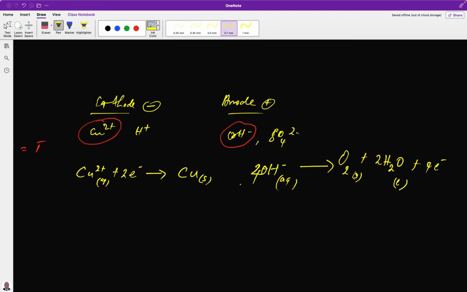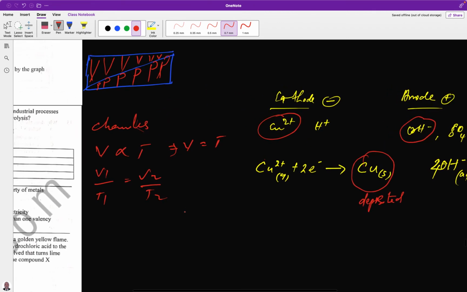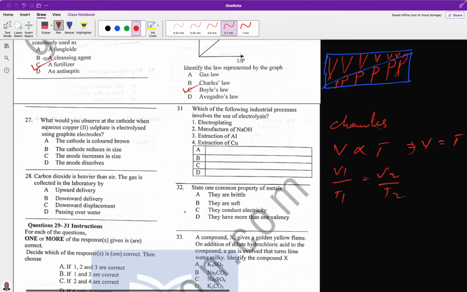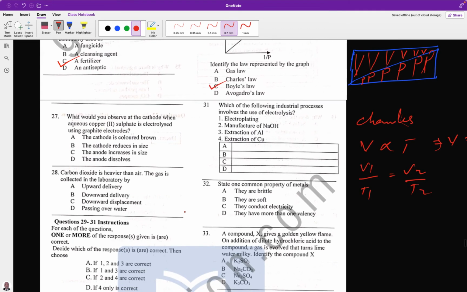Balance our equation. So now at the cathode, we are interested in what is at the cathode. Copper is going to be deposited at the cathode. And if we go now to our answer column, what will be at the cathode? The question says, what will you observe at the cathode when aqueous copper 2 sulfate is electrolyzed using graphite electrode?